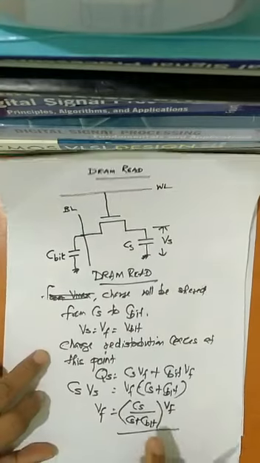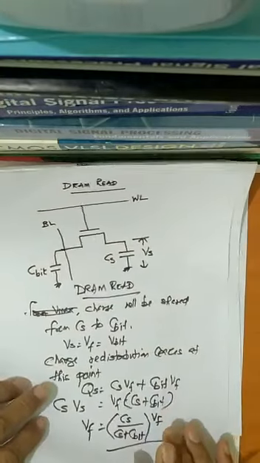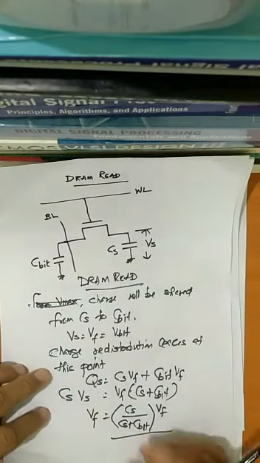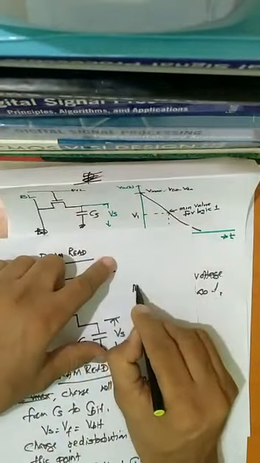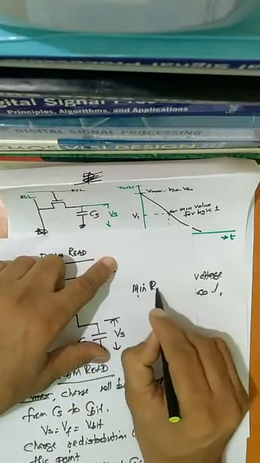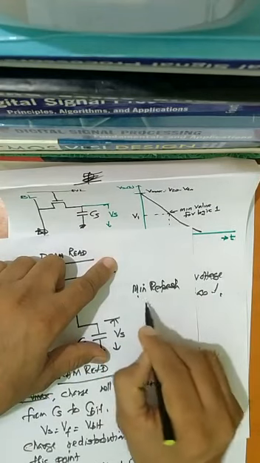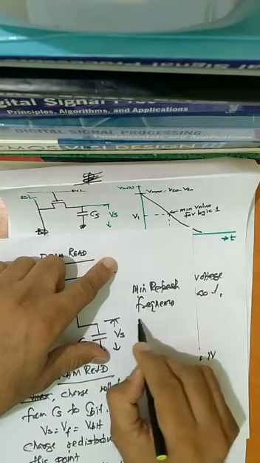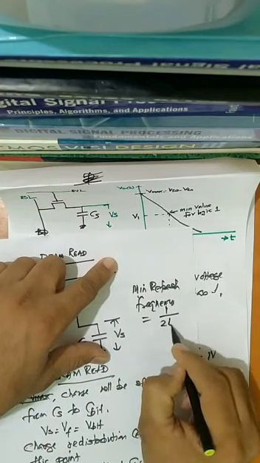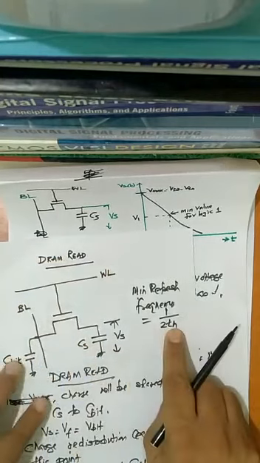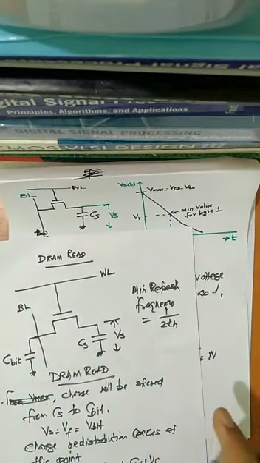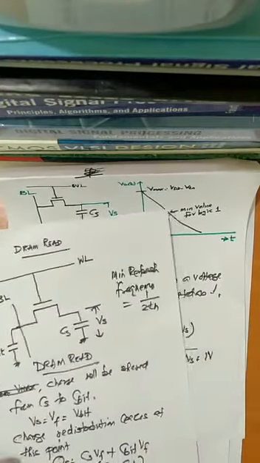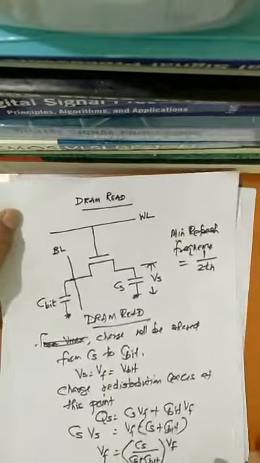One more point I must point out: to overcome the charge leakage, there must be a minimum refresh frequency. The minimum refresh frequency equals 1 by 2 TH. We have seen what TH is, that is the hold time. So 1 by 2 TH is the minimum refresh frequency. So that is on dynamic RAM. We continue this in the next session. Thank you.